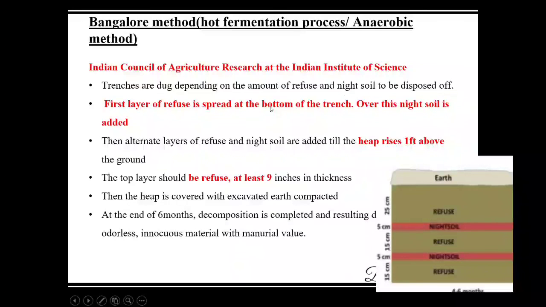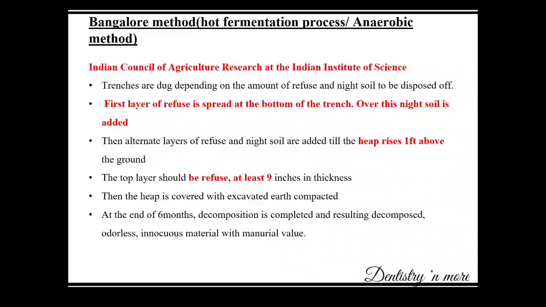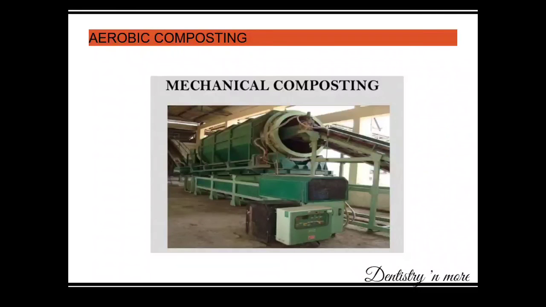There are dimensions for the trench we make. We should wait 4 to 6 months for this waste to become manure. So this is the Bangalore method, which is anaerobic, but mechanical composting is aerobic, where the materials are broken down in big machines into very small components, and you can see this is rotating in the presence of oxygen. That is why it is aerobic composting.